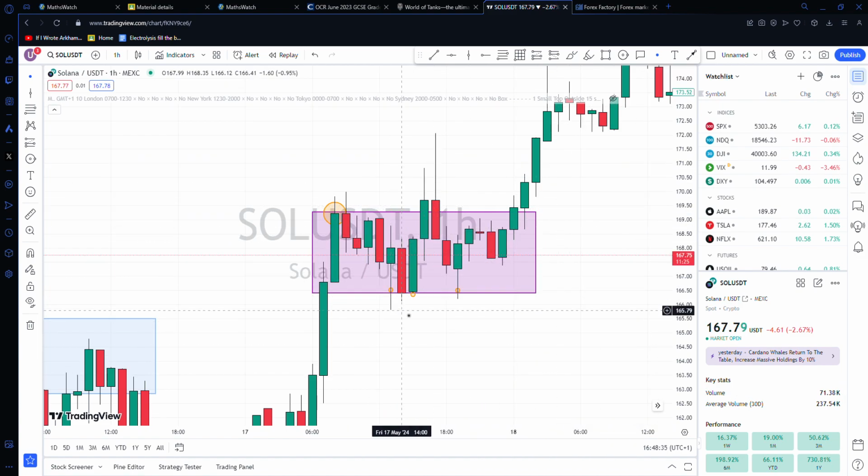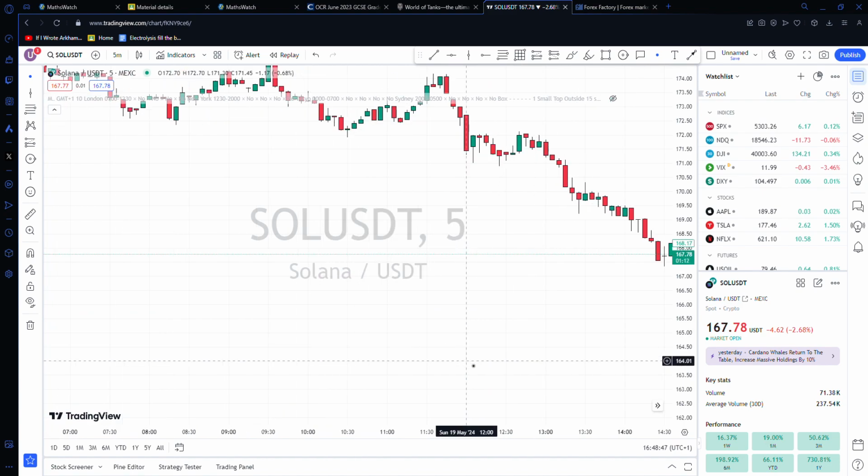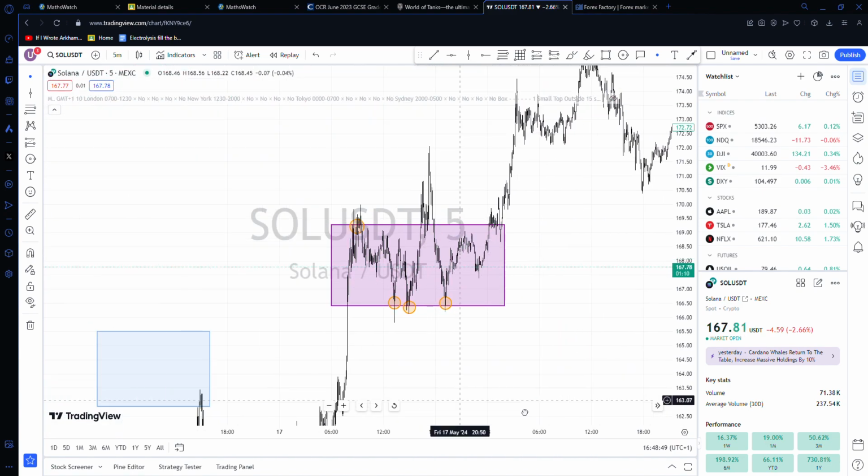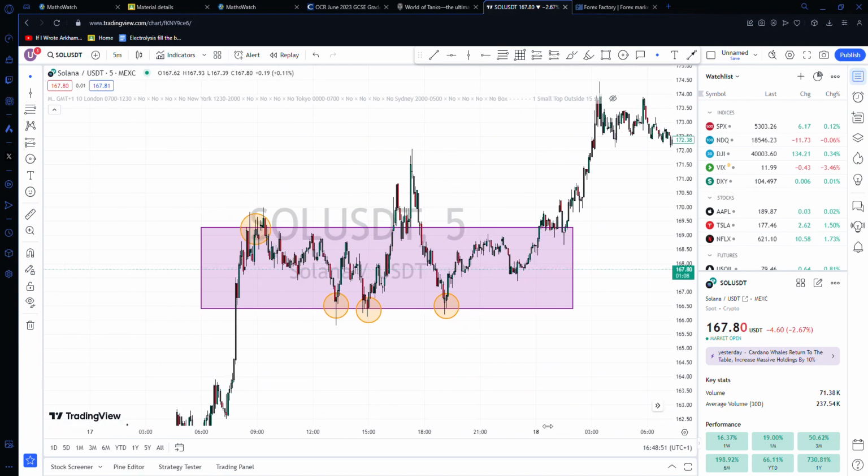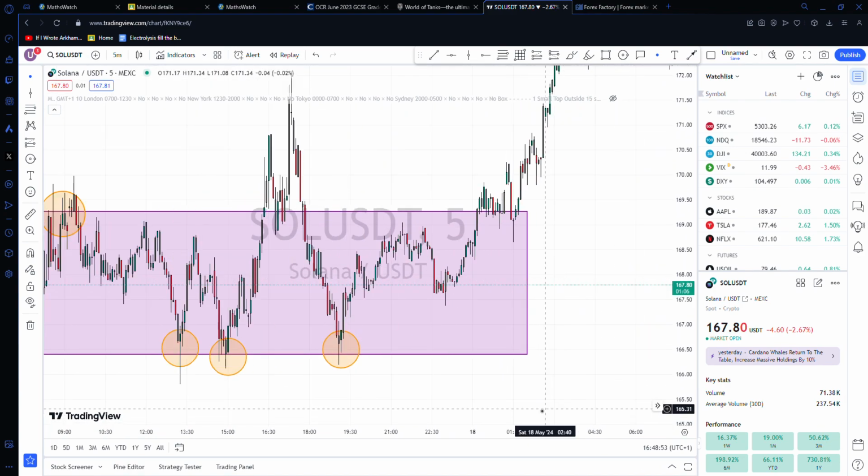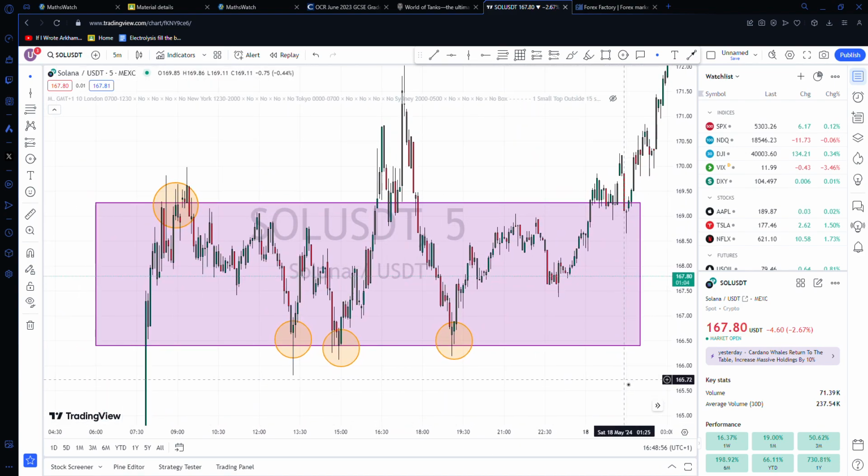So this one, Solana on the 1 hour. There's your consolidation box, the purple one. And if we go to the 5 minute, can you see price is moving nice?